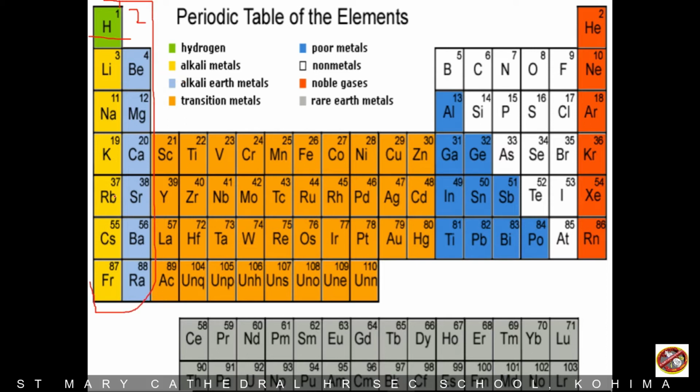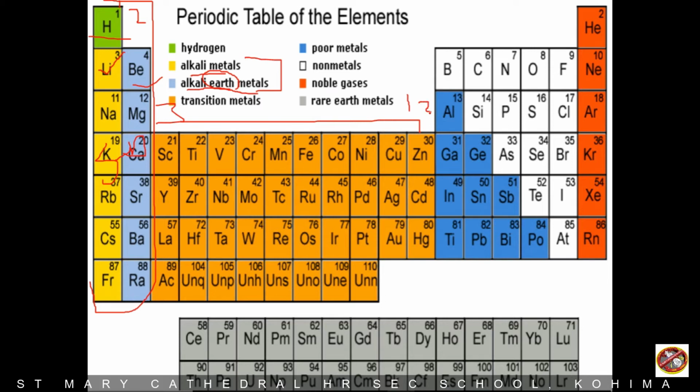Why we have differentiated them from other blocks is that this S block contains alkali and alkaline earth metals. The first group is called alkali metals. The second group is called alkaline earth metals because they are found easily on the earth's surface.